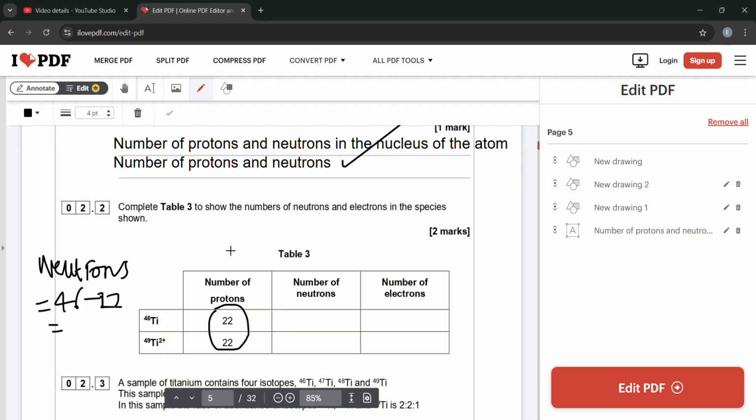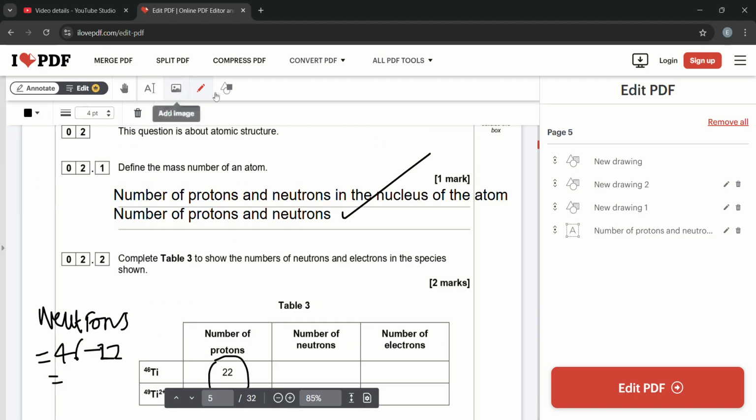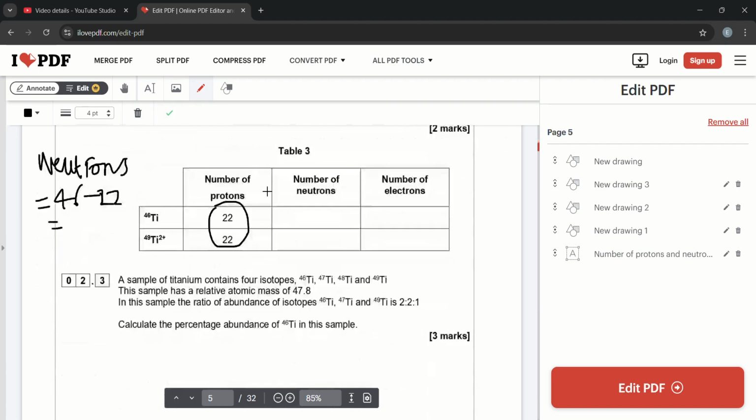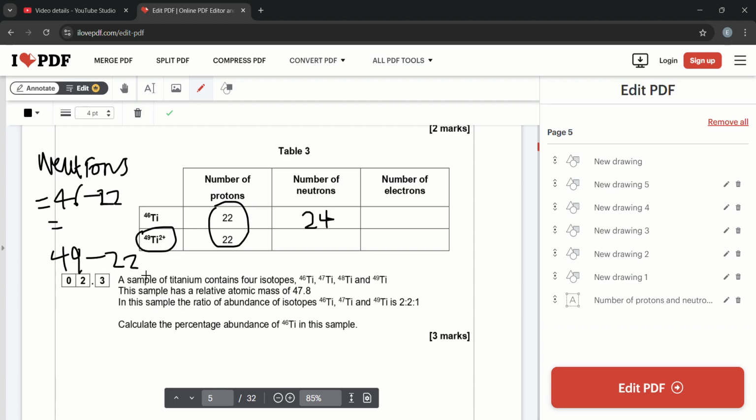And the fact that this is on A-level paper just shows you how they're going to test all your knowledge, not just the hard topics, also the simple topics like on the first topic on atomic structure. And for this, to calculate neutrons, electrons, you just need to know the method to do it. Well, it's not a really hard method, but if you've forgotten it, you're going to struggle to get these 2 nice marks. So it's 24 for neutrons for 46 Ti, and for 49 Ti2 plus, 49 minus 22, 27.